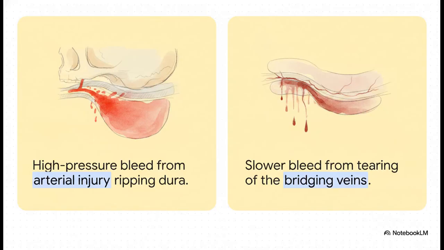To really grasp how insidious this is, we have to contrast it with its much more aggressive cousin. Extradural hematomas are high-pressure nightmares. They happen when an artery, usually the middle meningeal artery, is injured, literally ripping the tight dura mater right off the skull bone. Subdural hematomas, like the one we just talked about, are slower venous leaks from those fragile bridging veins. One is basically a ruptured high-pressure hose, the other is a really slow, sneaky drip.